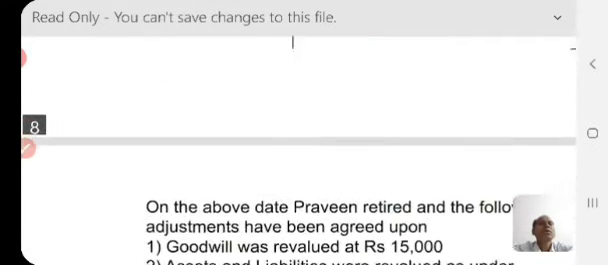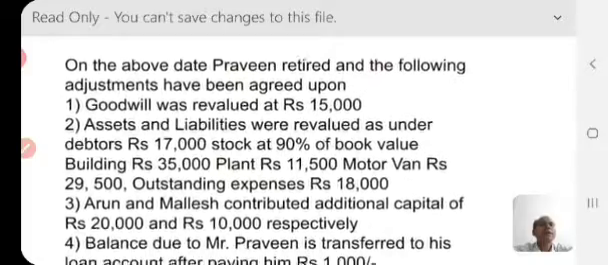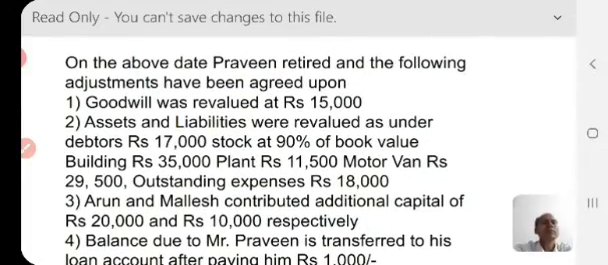Now we shall see the adjustments. On the above date, Praveen retired, and the following adjustments have been agreed upon. Goodwill was revalued at rupees 15,000.